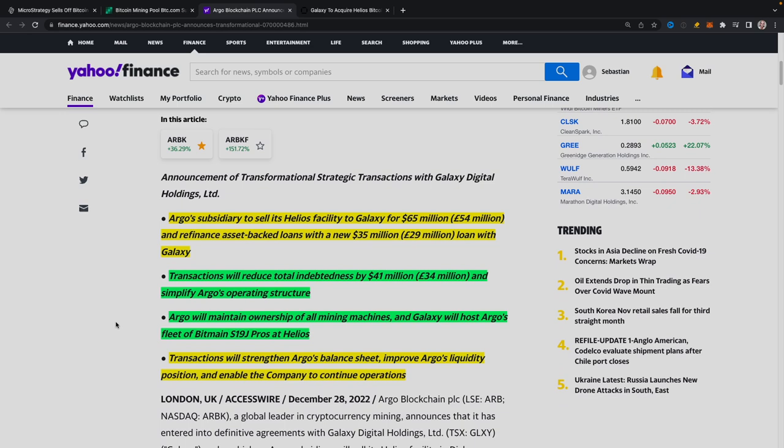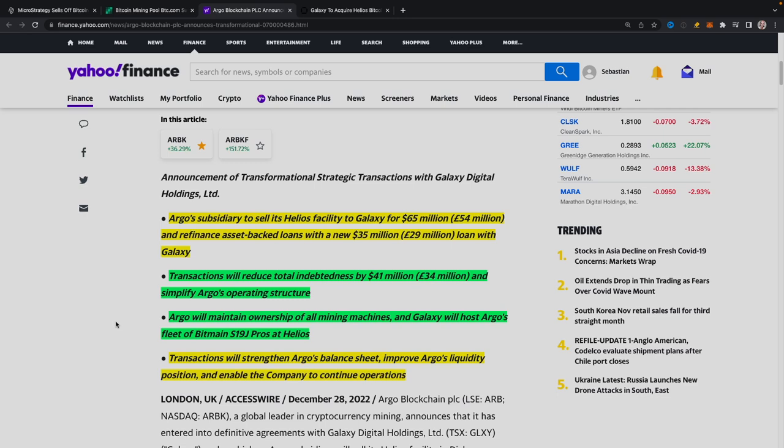Argo will maintain ownership of all mining machines, and Galaxy will host Argo's fleet of Bitmain S19J Pros at Helios. So that's also good for them. They don't have to move them. They don't have to do anything with them. They can just leave them where they are, and Galaxy is going to host the machines for them.